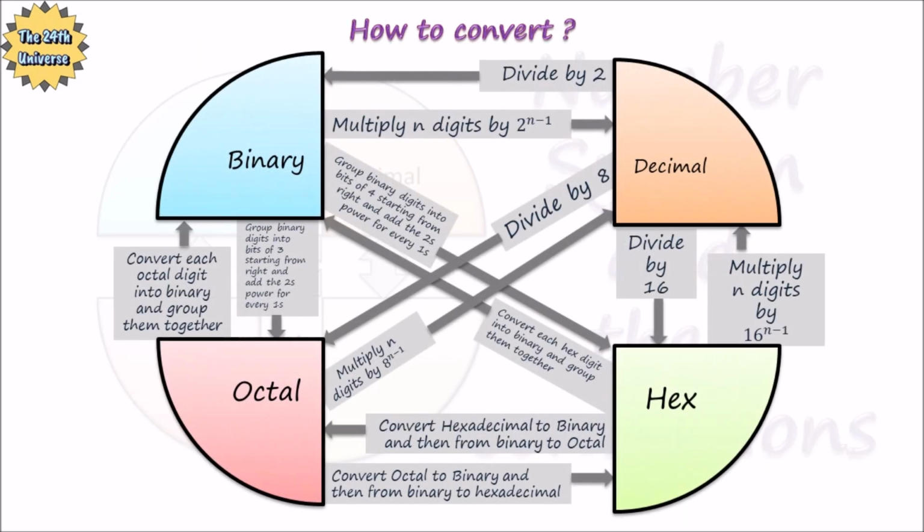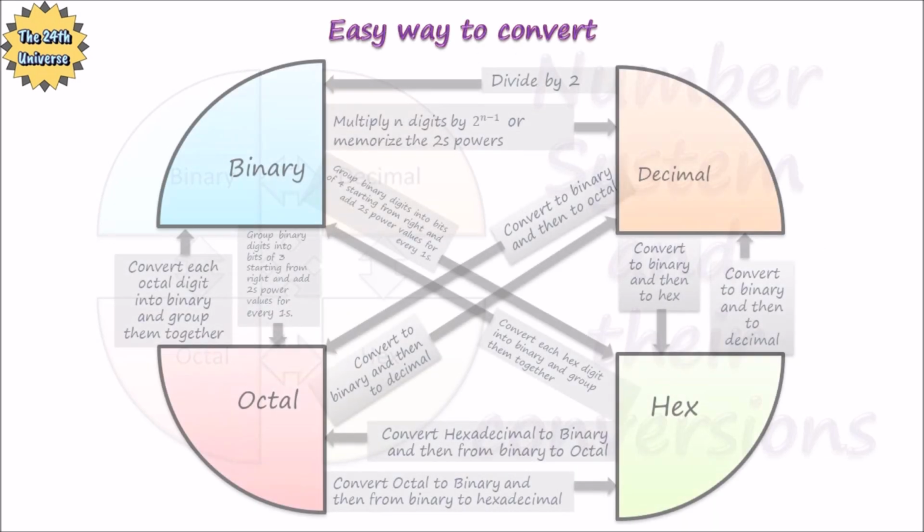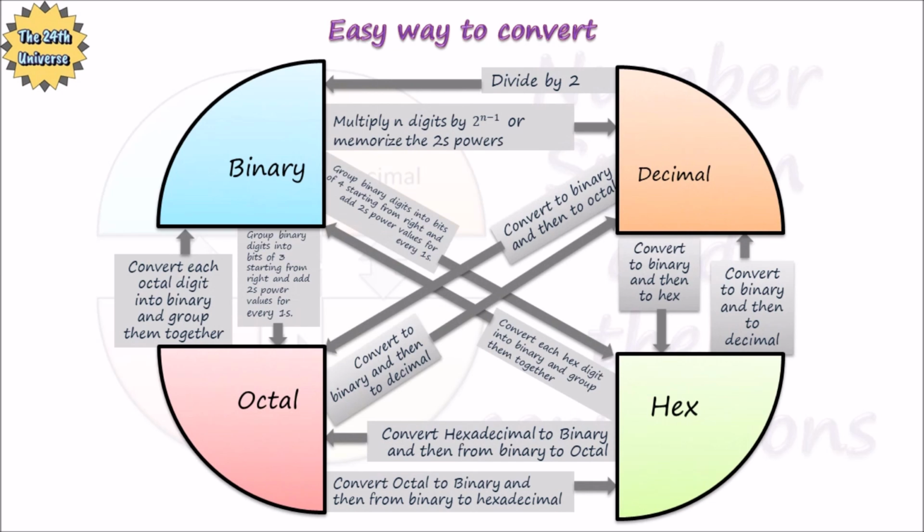Just look at this chart. This is how you actually convert them, but it is a long and difficult method. Take a screenshot of this so that you can refer to it later. You do have an easy way to convert which will reduce the conversions to only 6 conversions. You can take the screenshot of this too.